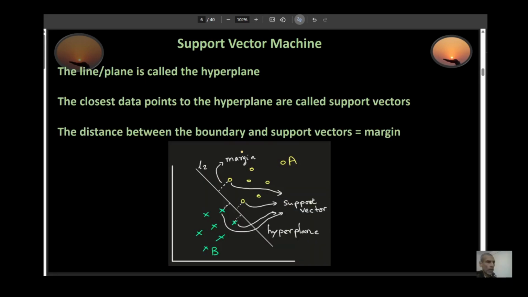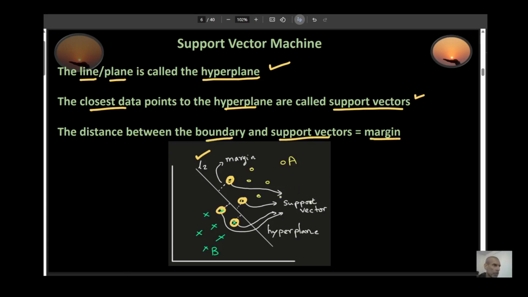Now I'm going to introduce you to a few terms that are used in support vector machine. The line or the plane is also called a hyperplane. That would be this right here. The closest data points to the hyperplane are called support vectors. That would be these points right here, this one, this one. These are the points that are very close to your hyperplane, so they are called support vectors. And the distance between the boundary and the support vector is called the margin. So right here, this distance and this distance are referred to as margins.